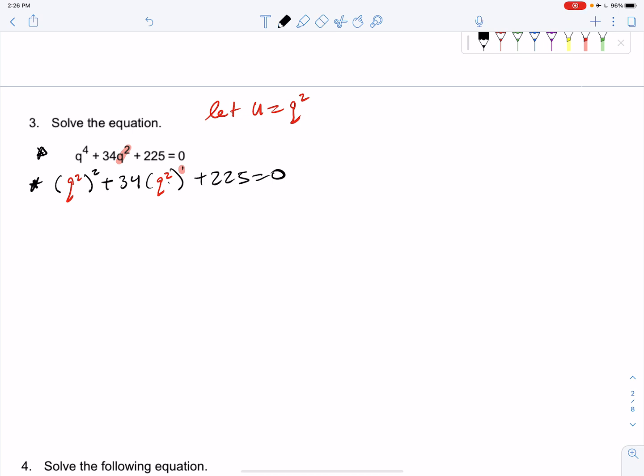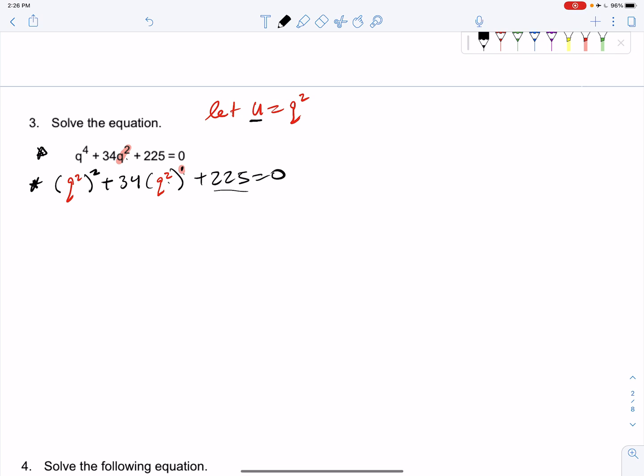And q to the 2nd raised to the 1st is just q to the 2nd, and everything else is the same. So what we did was we just sort of massaged it into this quadratic. You can really see the form, right? Here's our 2nd power, and then our 1st power, and then our constant, and that's a quadratic. So now to really make it a quadratic, we have to do our u sub.